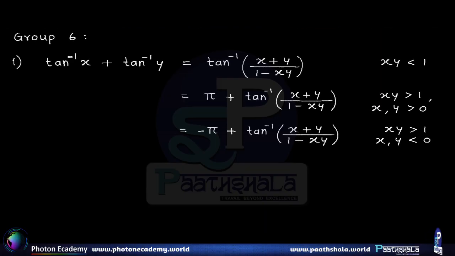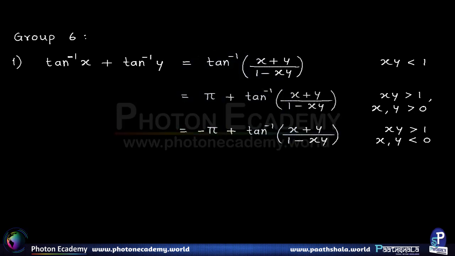Let's go ahead with the sixth group of properties. Here we have the addition of two inverse trigonometric tan functions, that is tan inverse of x plus tan inverse of y is equal to tan inverse of (x plus y) upon (1 minus xy), where xy is less than 1, or it is equal to pi plus tan inverse of (x plus y) upon (1 minus xy) if xy is greater than 1 and x and y are both positive.